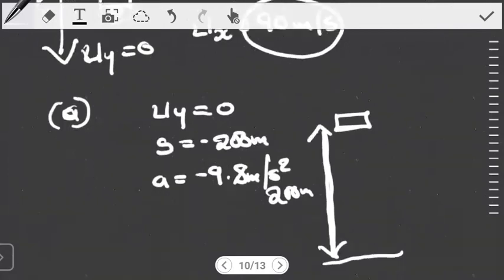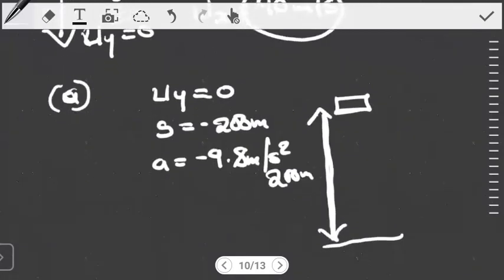Okay, what else do we know? This is everything that we're given, and what we want to find is how long it takes the parcel to start with an initial velocity of 0 in the vertical axis and cover a displacement of minus 200 meters. Okay, so this is what we want to find.